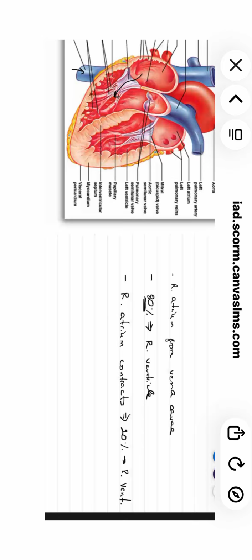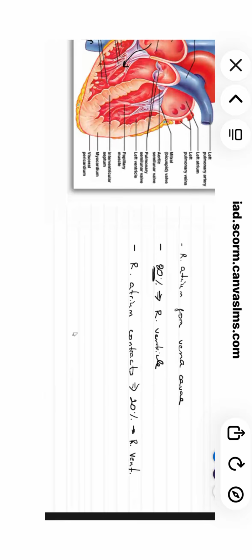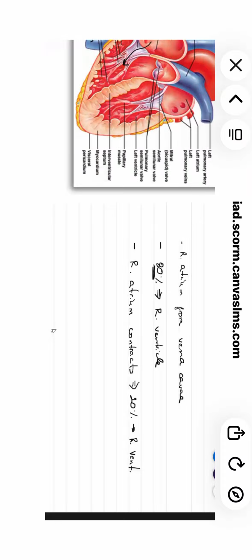Does that make sense? It pumps the rest of the blood into the ventricle. It primes the pump, if you will. It tops off the pump. So the atrium is not really pumping the blood to the body, it's just helping fill the ventricle.